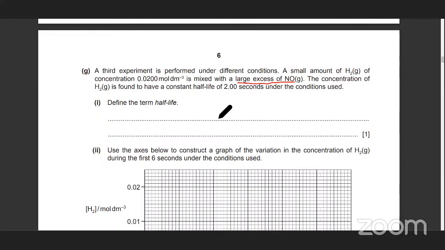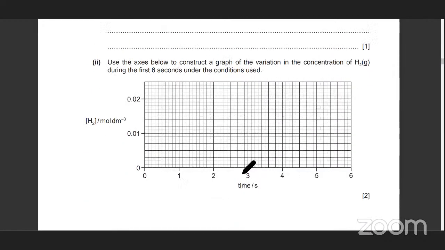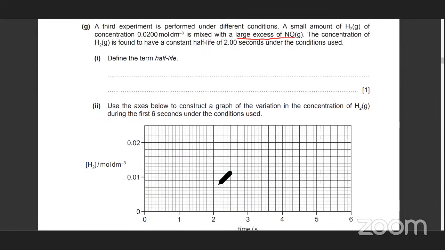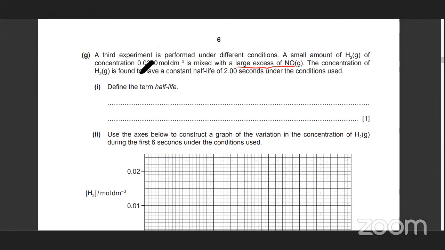Define the term half-life. Half-life is the time taken for the concentration to decrease by half. It says that the half-life is, no, sorry, it had a constant half-life of 2 seconds. So we have to plot on this. After 2 seconds, your starting concentration was 0.02 mole per dm cube, which is given over here.